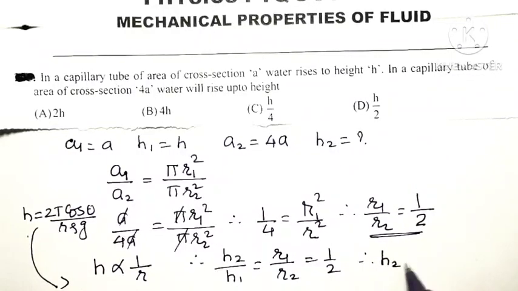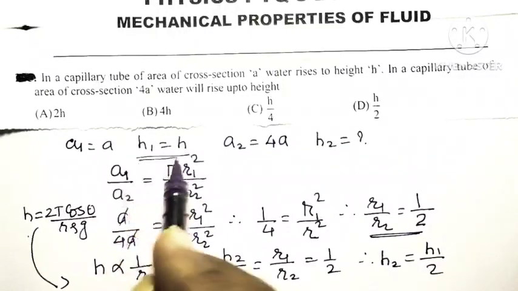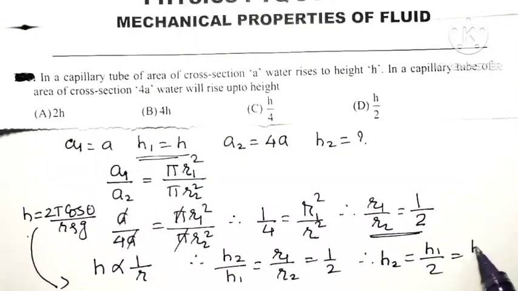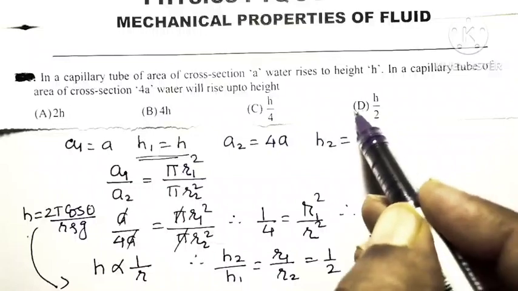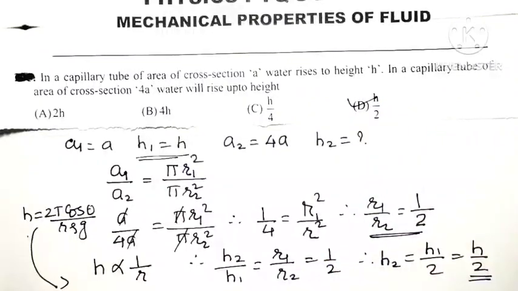Therefore, H2 is equal to H1 divided by 2. But H1 is given as H. So H2 is equal to H divided by 2. Out of the 4 options, option D is the correct option for this question.